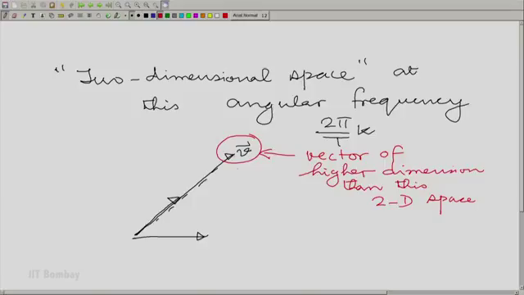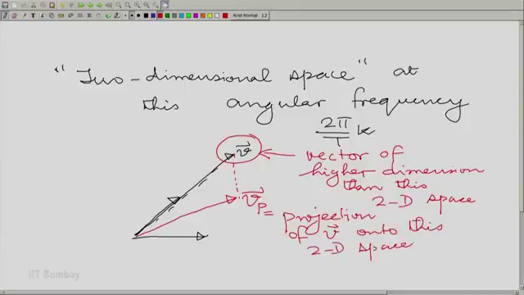So, the first thing I need to do is to visualize the projection of that vector onto the two-dimensional space spanned by cos 2 pi by T kt and sin 2 pi by T kt. How do I do it? Very simple. I simply drop a perpendicular from vector V so that it comes onto that two-dimensional space, which is what I am now going to show. So, go back to this diagram here. I am just going to drop a perpendicular onto this two-dimensional space, and I get this vector which I call Vp. It is the projection of V onto this 2D space.